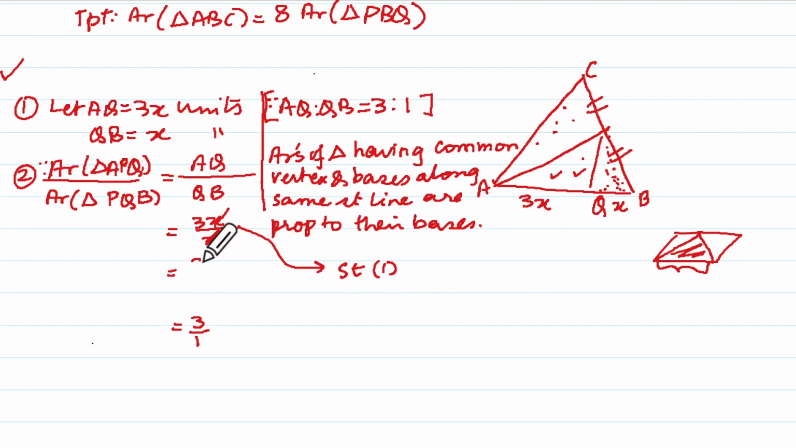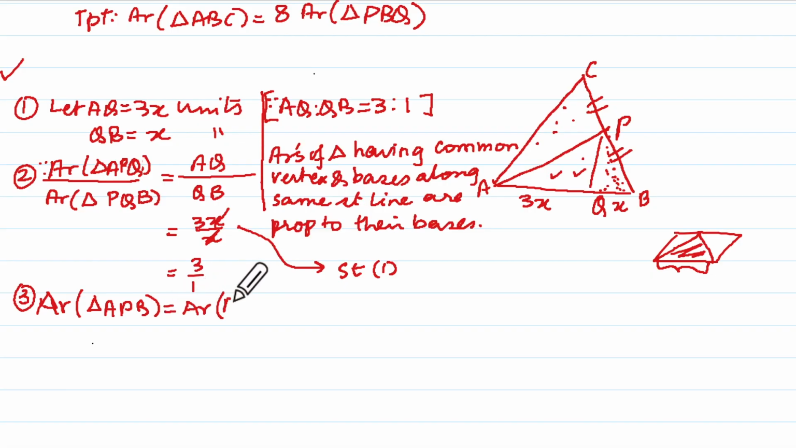Okay. So this is 3 upon 1, yes? Yes, ma'am. Did you understand? Yes, ma'am. Okay. So you will say, therefore, area of triangle APB, this is P, no? Yes, ma'am. APB will be equal to area of which two triangles? ABC? APQ plus area triangle which one? PQB, correct?